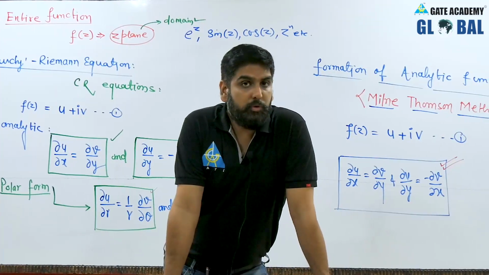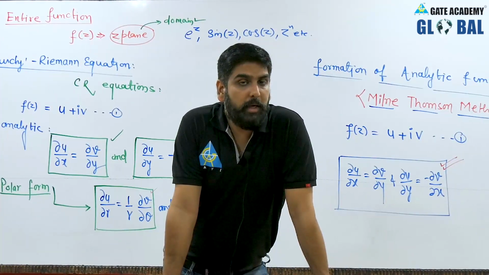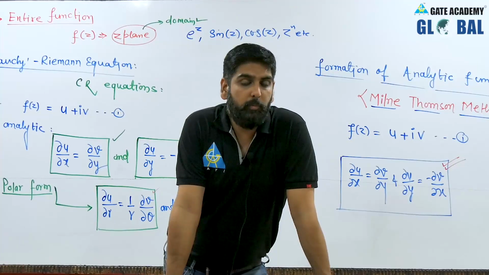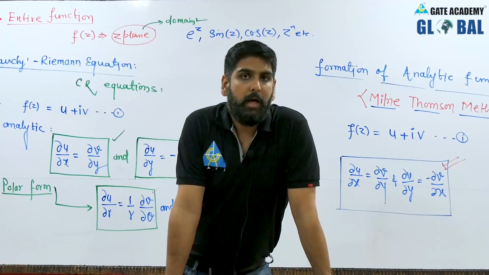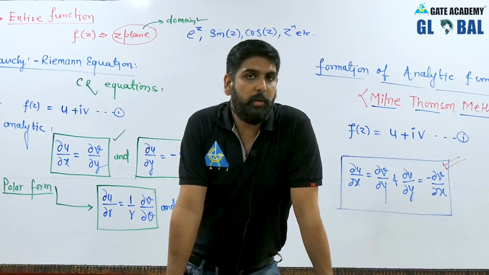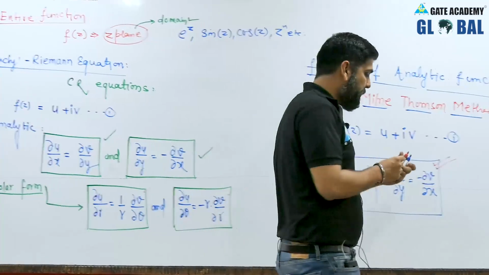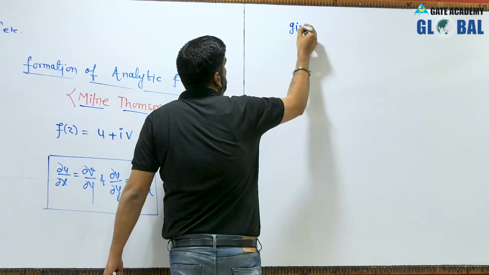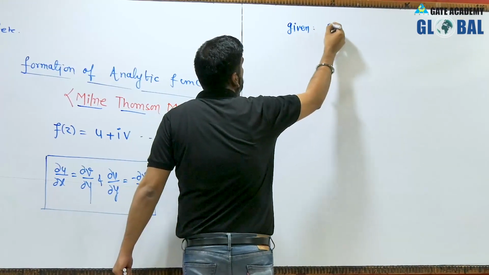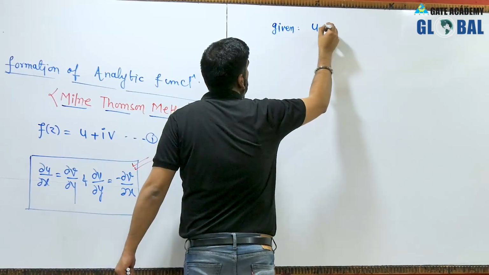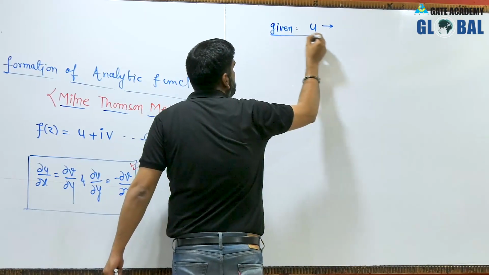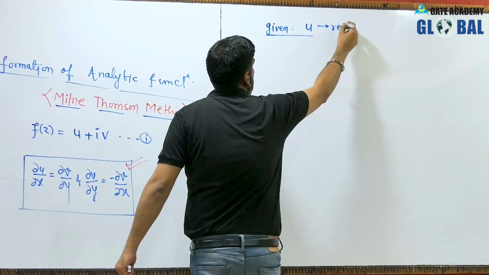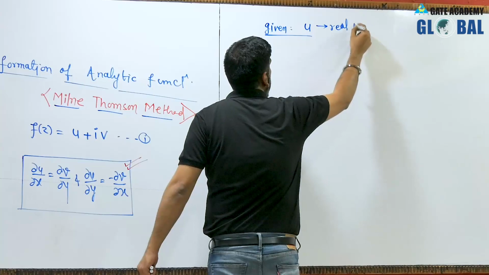But if it is asked to form the analytic function by giving the value of the real or imaginary part, we should apply the Milne-Thomson method. So let us have the Milne-Thomson method for given real value. Let us suppose I am given the real value, so u is given. This is the real part.